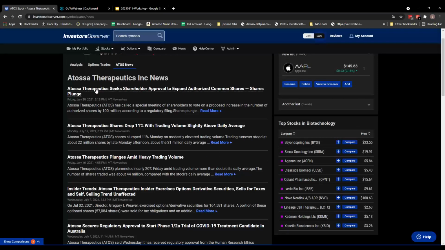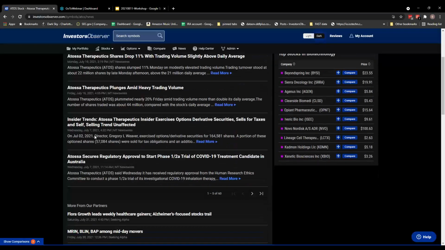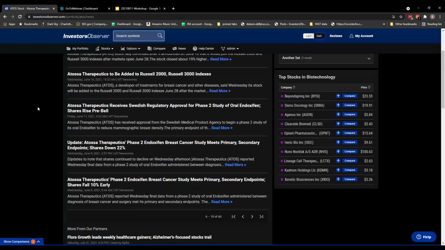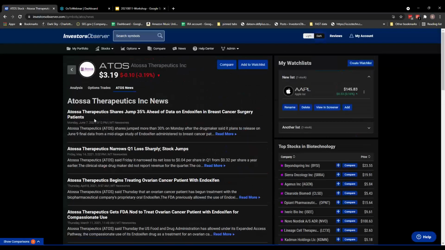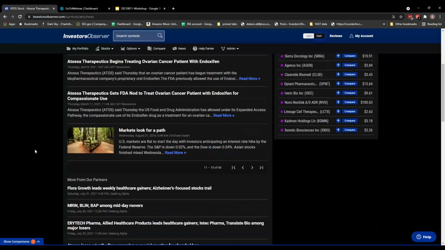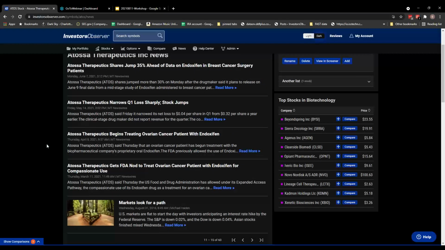So yeah, the most recent news is they want to essentially be able to sell more shares, and they're out of the authorized share numbers. They need to raise that. But yeah, here's drops 11%. Here's plunges amid heavy volume. Here's approval to start a drug trial, which is a positive. Rally continues, added to some indexes. Regulatory approval, stock down 22%, stock down 10%, up 35. And this is a little bit of an outlier, but it's also a very small company that doesn't make any money. Has things in pretty early stage trials, it appears, just based on these headlines here.